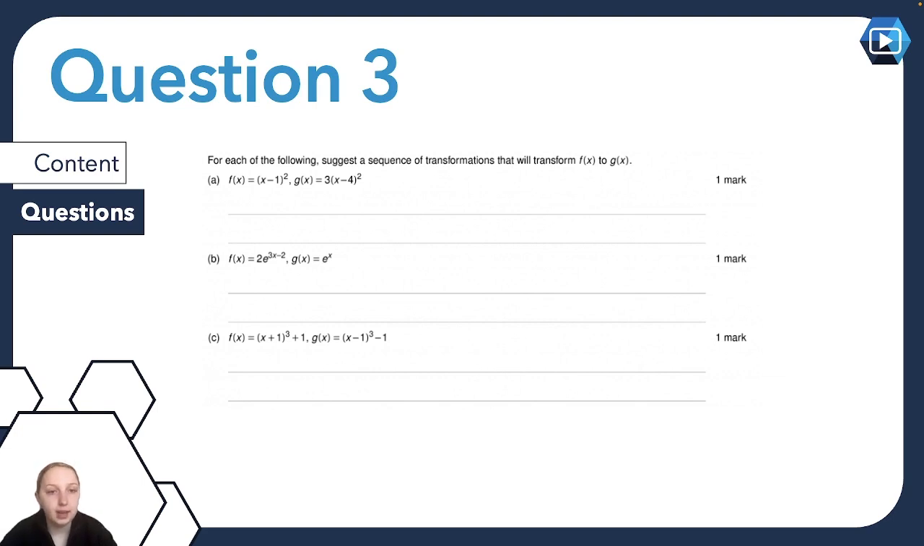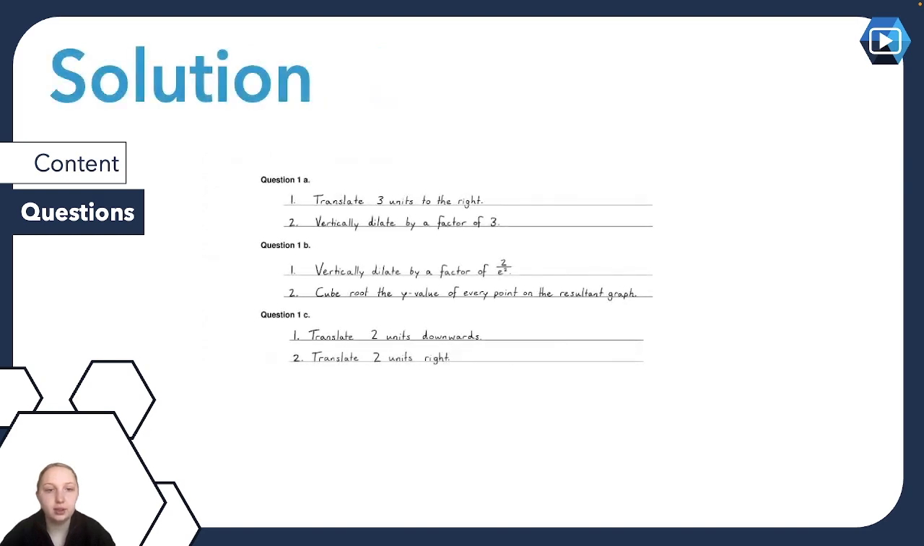So for A, how do we transform f(x) equals (x minus 1) squared into g(x) equals (3x minus 4) squared? For B, how do we transform f(x) equals 2e to the power of 3x minus 2 into g(x) equals just e to the x? Then for C, how do we transform f(x) equals (x plus 1) cubed plus 1 into g(x) equals (x minus 1) cubed minus 1? We'll have a look at the solutions to each.